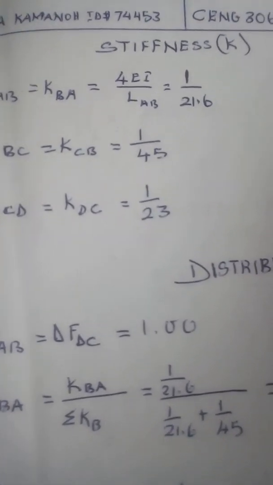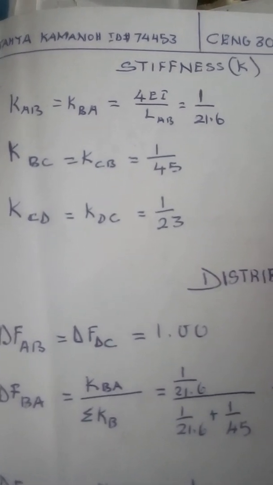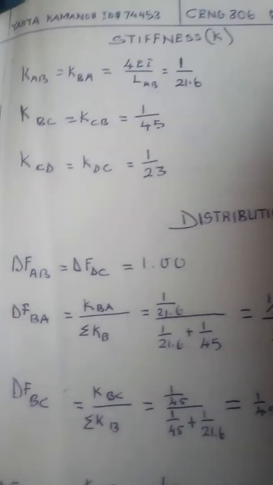Similarly for KBC, the E is constant, the I is constant, the 4 is constant. We get 1 over L, which is 1 over 45. For KCD it is 1 over 23.